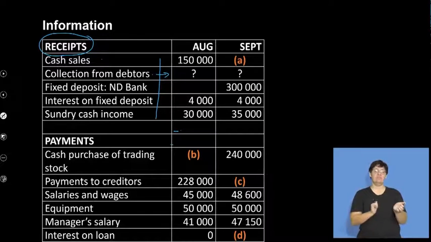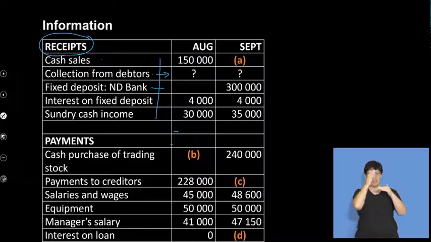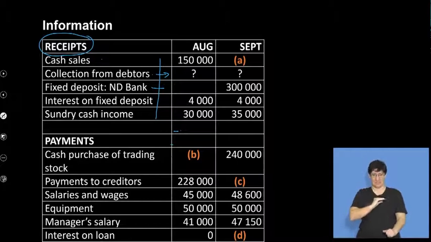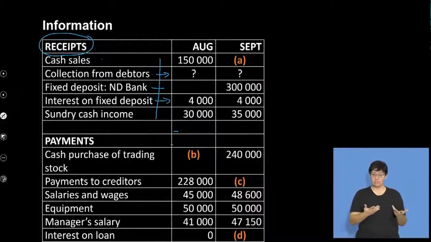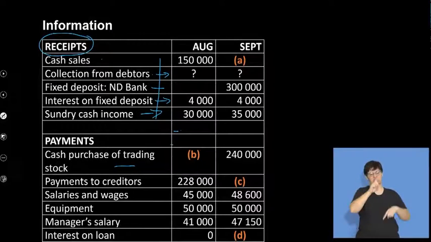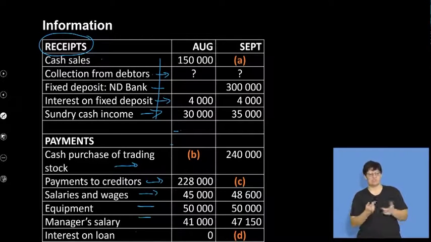Fixed deposit, clearly you can see this is a fixed deposit that has matured, meaning money has come into the business. It could also appear under payments when we take money out of our bank account and put it into a fixed deposit. Then we have interest on the fixed deposit, and then you have sundry cash income. Under payments, you've got cash purchase of trading stock, payments to creditors, salaries and wages, equipment, manager's salary, interest on loan. So this is just an extract of the cash budget.